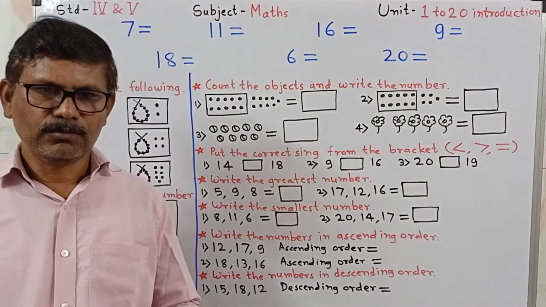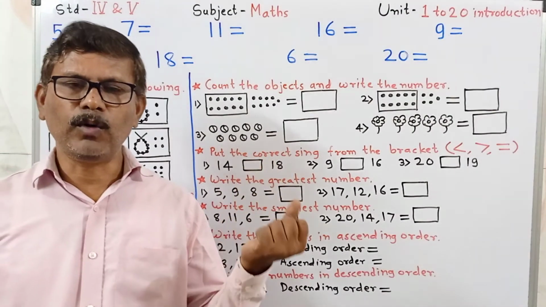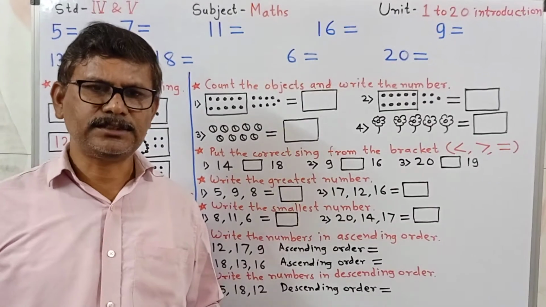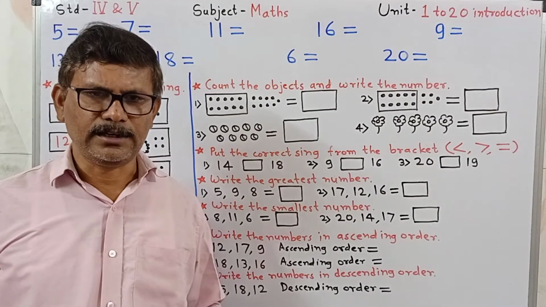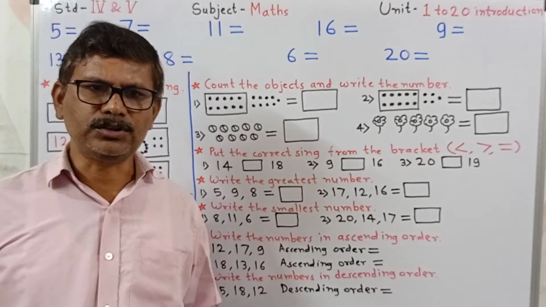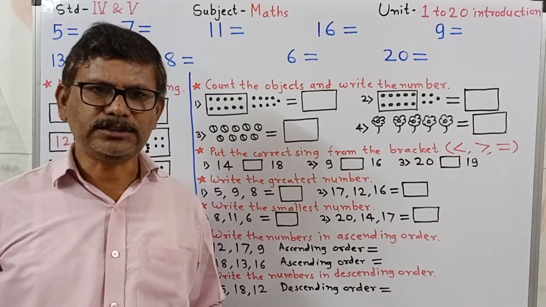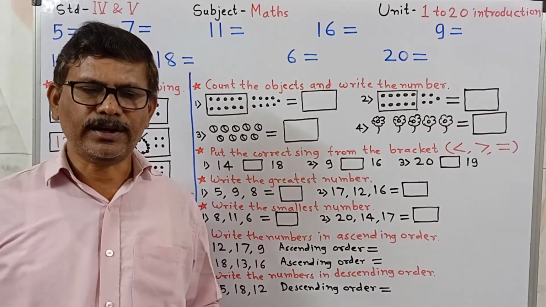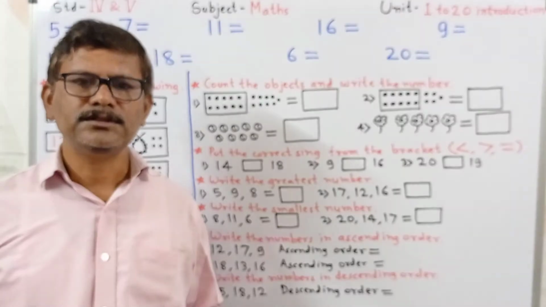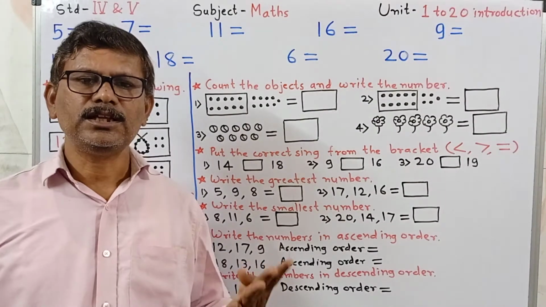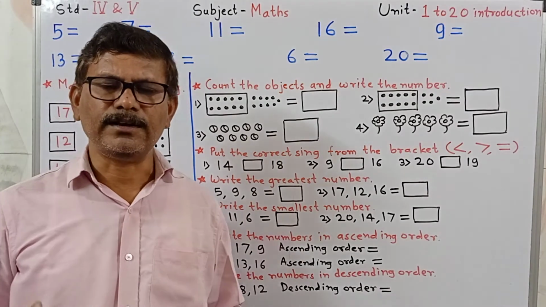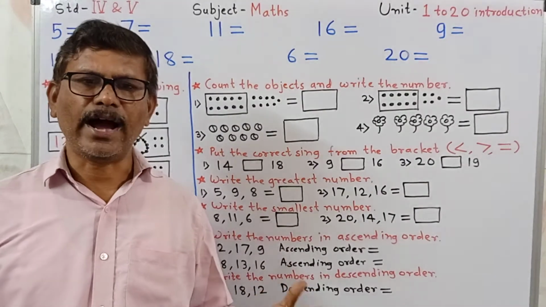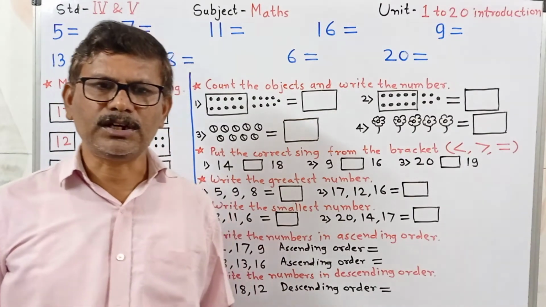First, say count from 1 to 50. 1, 2, 3, 4, 5, 6, 7, 8, 9, 10, 11, 12, 13, 14, 15, 16, 17, 18, 19, 20, 21, 22, 23, 24, 25, 26, 27, 28, 29, 30, 31, 32, 33, 34, 35, 36, 37, 38, 39, 40, 41, 42, 43, 44, 45, 46, 47, 48, 49, 50.